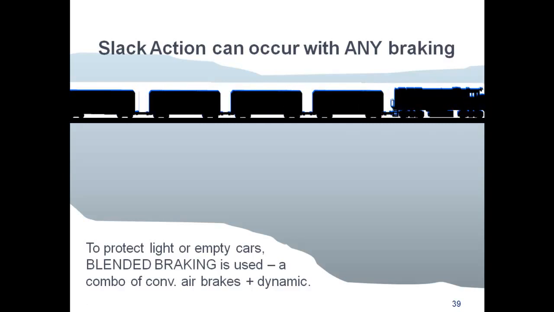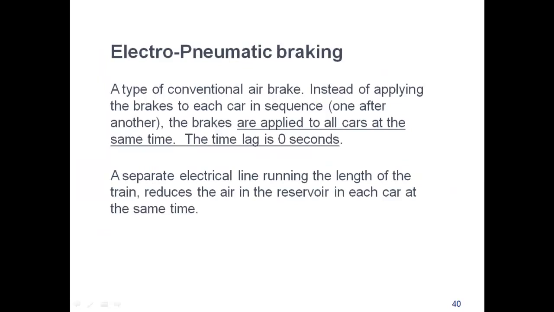Okay. Well, thanks. And so now we have the last type of braking, which is electropneumatic. And Jared, could you give us an introduction? Electropneumatic brakes are a type of conventional air brake. Instead of applying the brakes to each car in sequence, one after another, the brakes are applied to all cars at the same time, so the lag time is 0 seconds.